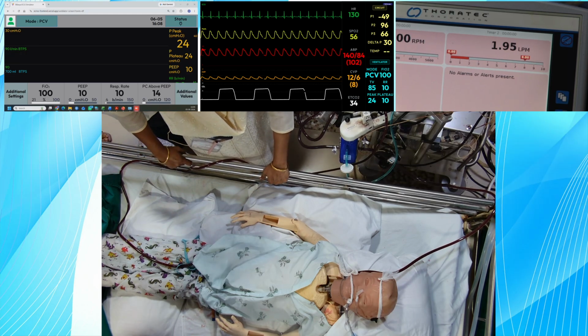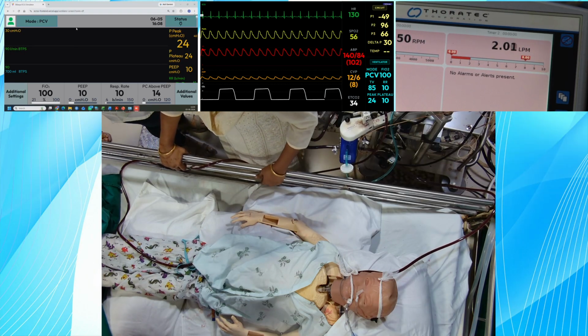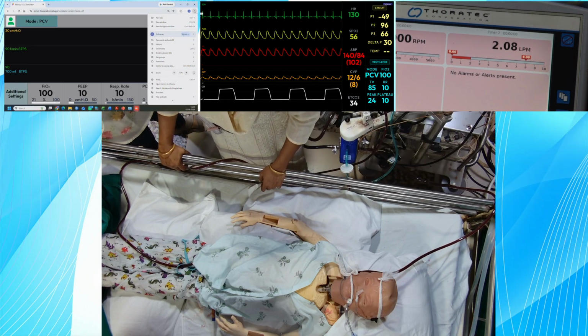Has it been done? Yes. Should I do it? Okay. So why should we get an ABG? Bilateral air entry decreased? We'll get an ABG done at this point, sir.